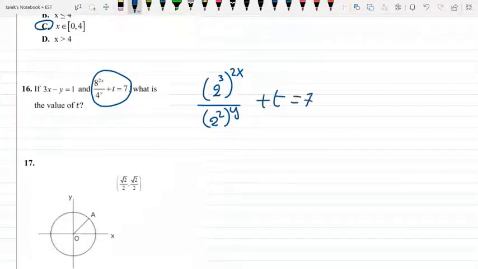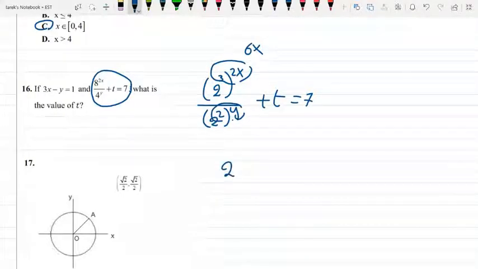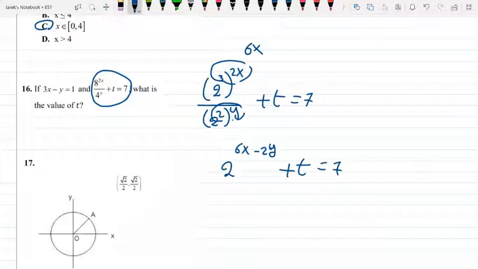If you multiply this, it will be 6x, and this will be 2y. Since you have the same base, it will be 6x minus 2y plus t equals 7. Good? So the 2, can you take the common factor here?